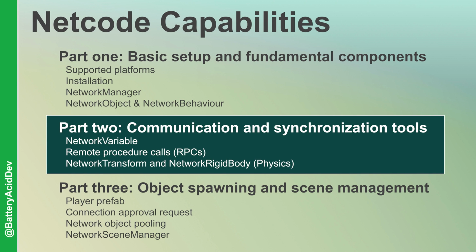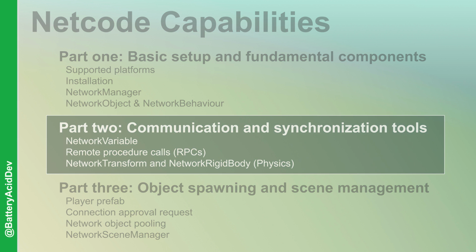This is part two in the three-part series covering Netcode capabilities. If you haven't already, I recommend starting with the first video and working your way through the series. This video will cover the networking tools for tracking state, communicating actions, and synchronizing location and physical interactions between client and server.